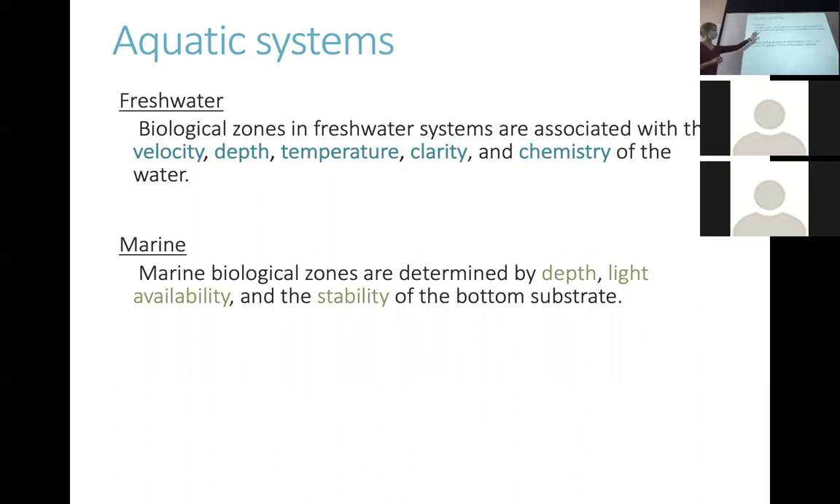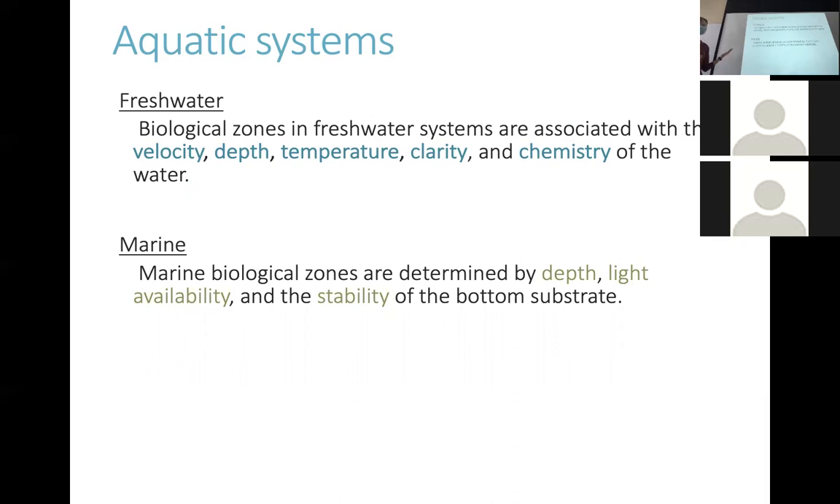The depth and temperature and clarity, those are all fairly interlinked. The deeper you go, the colder it gets, the less light actually makes it down. So that's going to affect photosynthesis. And then the chemistry, obviously. So is it more acidic, more basic, more neutral? What minerals are dissolved in there? Is there a lot of calcium from limestone, etc.? There's a lot of things that can change in freshwater ecosystems.